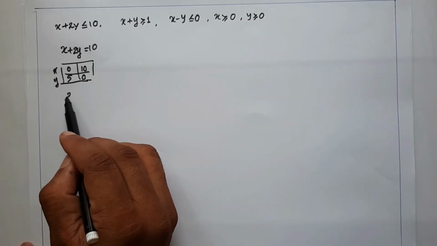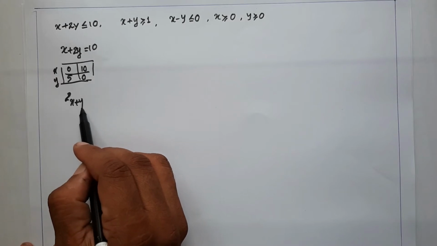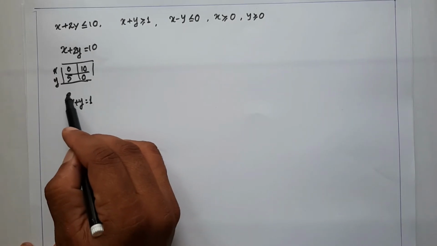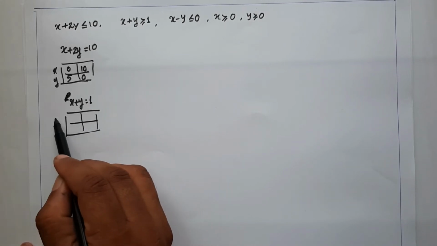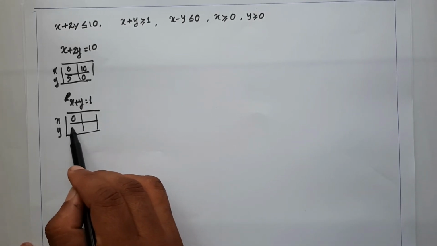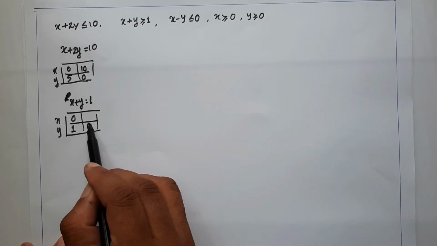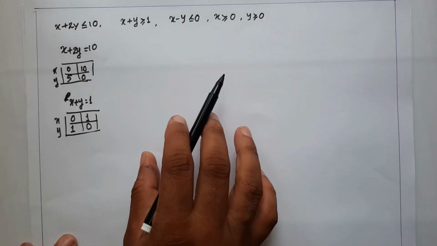Now the second table is x plus y is equal to 1. Also we put x is equal to 0, y is equal to, we get answer 1, and y equal to 0, x is equal to, we get answer 1.